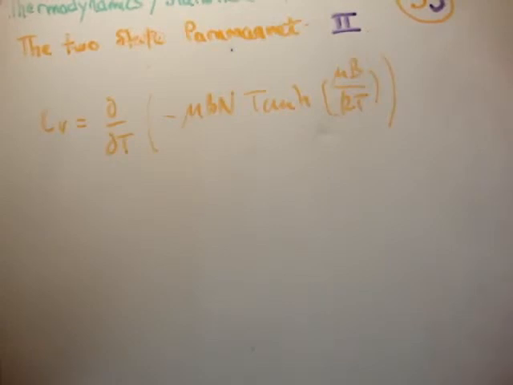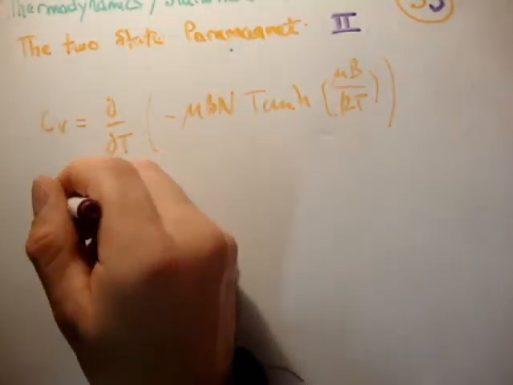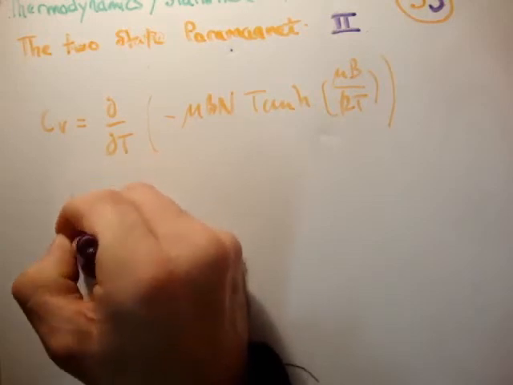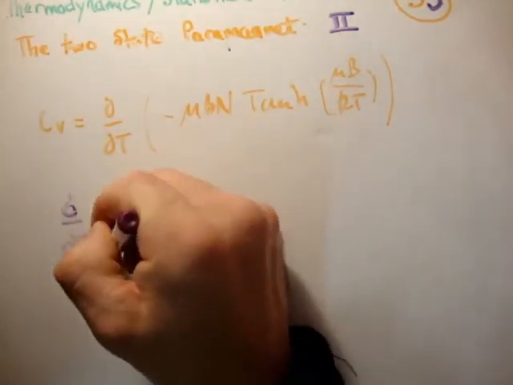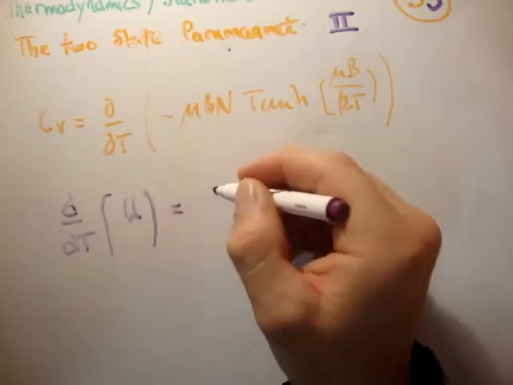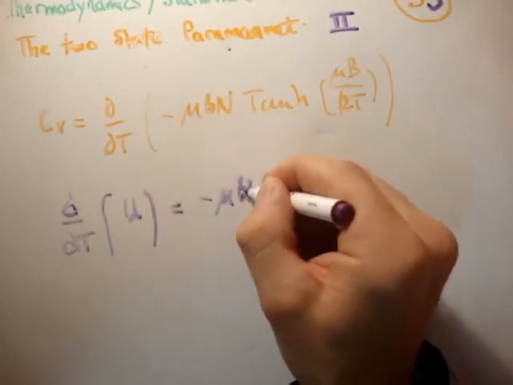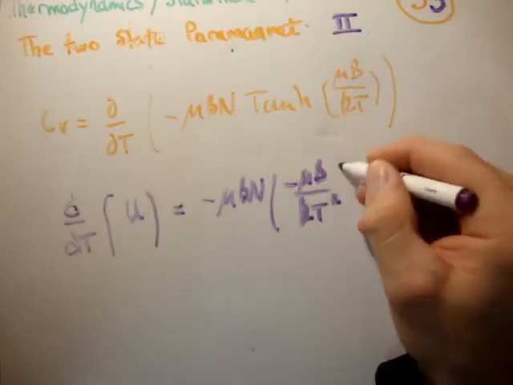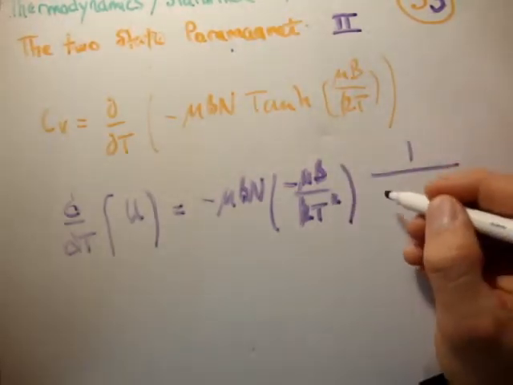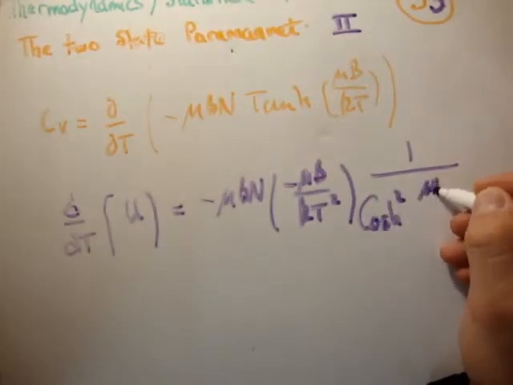Now we know that, for example, the hyperbolic tangent is hyperbolic sine divided by hyperbolic cosine. Now, I'm not going to really go into it, but you're going to get terms of cos squared and hyperbolic sine squared and so on. And we know that cos squared minus sine squared is equal to 1. So basically what's going on, to be honest, I'm not even going to do it because it's pretty straightforward, right? But you're going to get the following. The d/dT of U is going to be equal to minus mu b n times minus mu b over kt squared times 1 over cos squared mu b over kt.